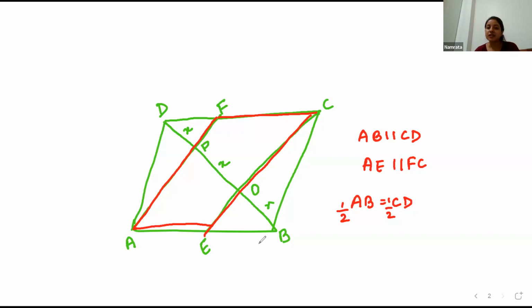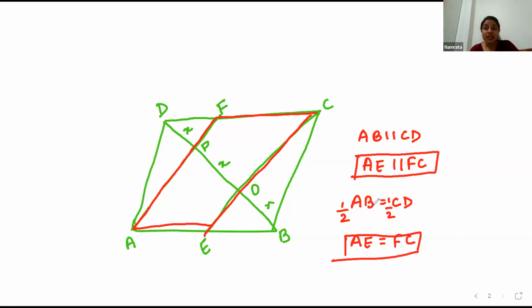Now half of AB means we can write it AE, because E is the meeting point. So AB is getting cut in two equal halves. You can take this half or this half, any one you can take. AE is equal to FC, we can write. Now this rectangular box and this rectangular box are showing us that these are parallelograms. The red one is a parallelogram.